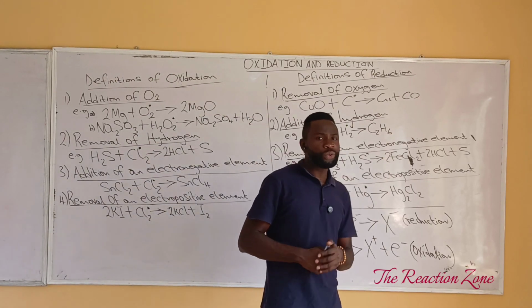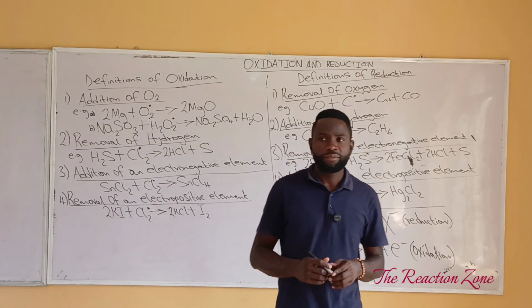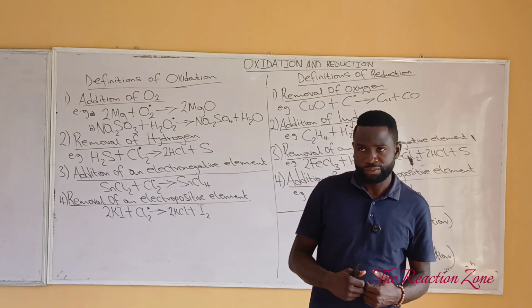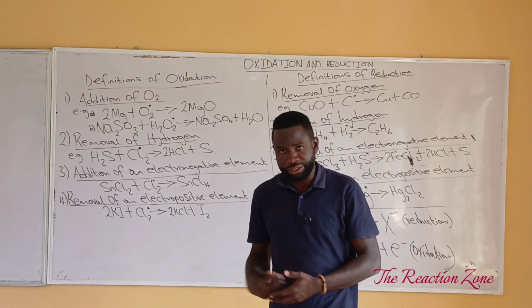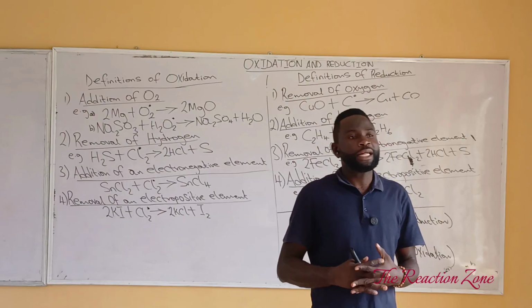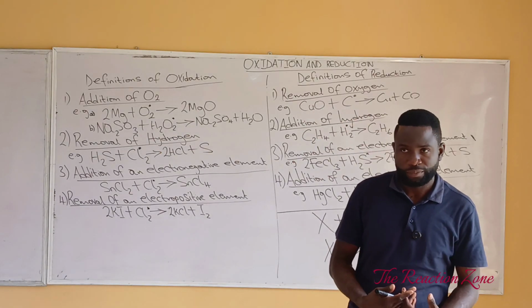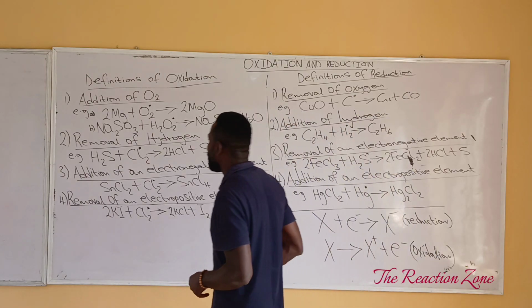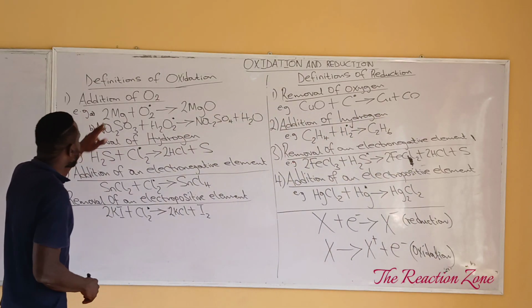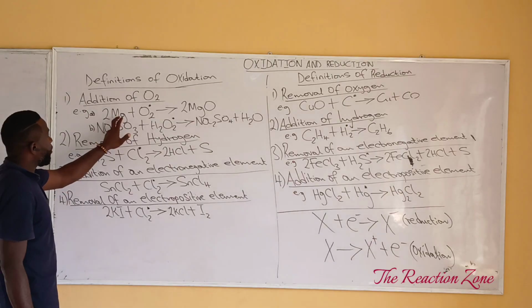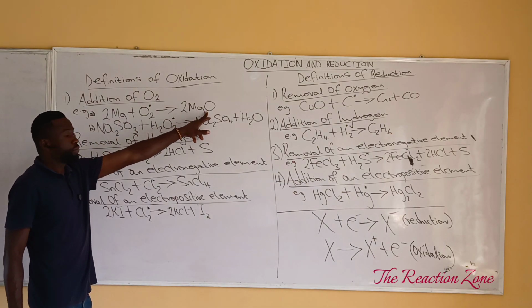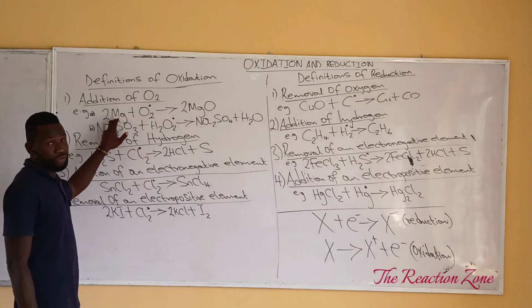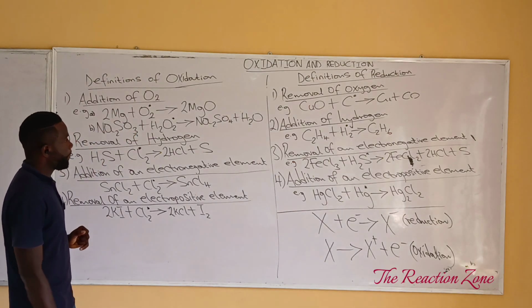It is also important to understand that any substance that is undergoing oxidation is a reducing agent, and any substance that is undergoing reduction is an oxidizing agent. So here, magnesium is undergoing oxidation to form magnesium oxide. So here, magnesium is a reducing agent.